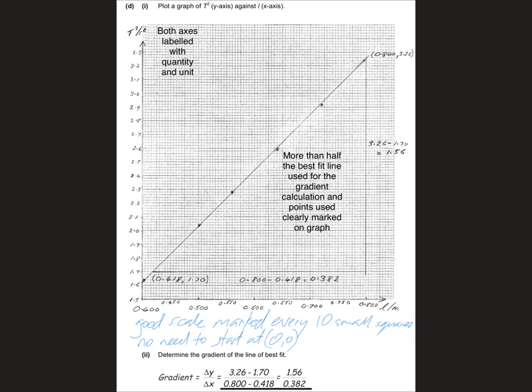Notice that the hypotenuse of this marked up triangle that is used to calculate the gradient is at least half the length of the best fit line. The scales are marked every 10 small squares at least. The vertical axis is marked every 5, but you need to at least mark every 10 squares to make sure you don't lose easy marks.